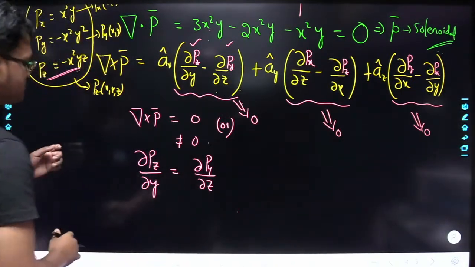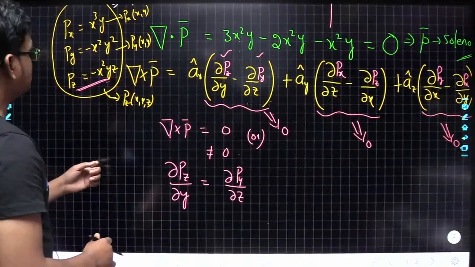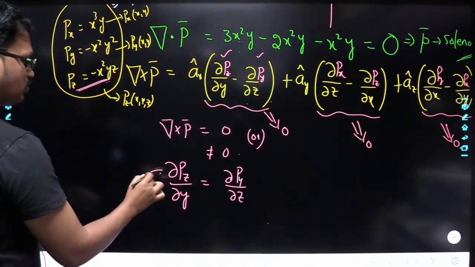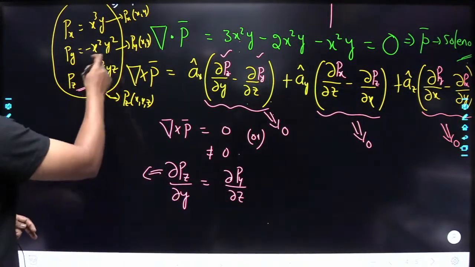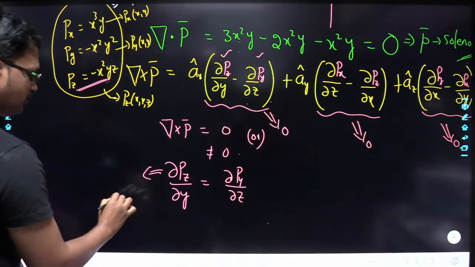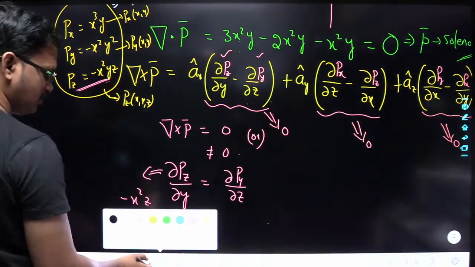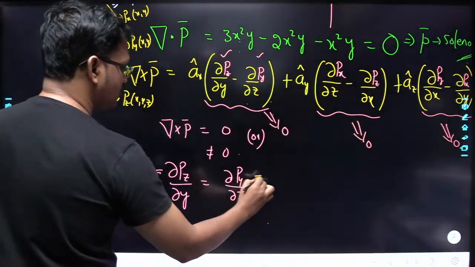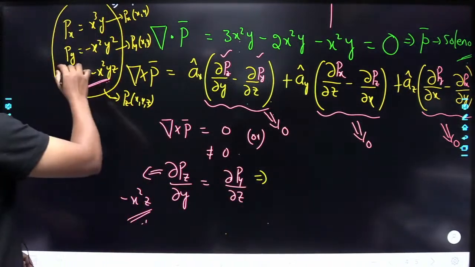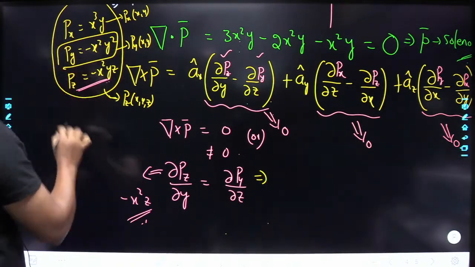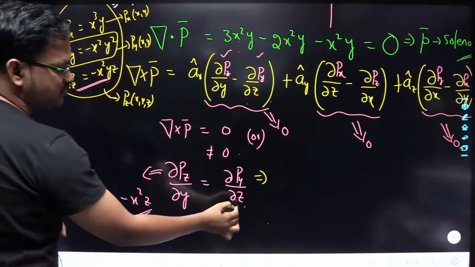Okay. Now see here, the z component ∂Pz/∂y, what are you going to get here? Tell me. ∂Pz/∂y. So differentiate this function with respect to y, you will get what? Minus x square into z, right? Now take this one. The y component Py is equal to what? Minus x square y square. Now you are differentiating this with respect to z.